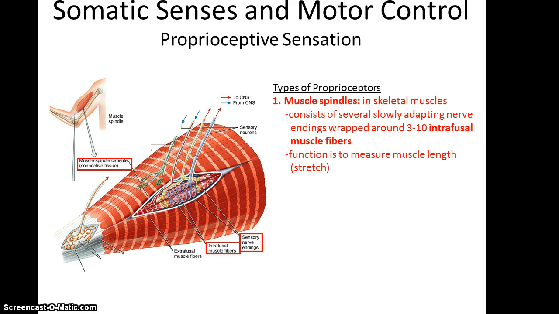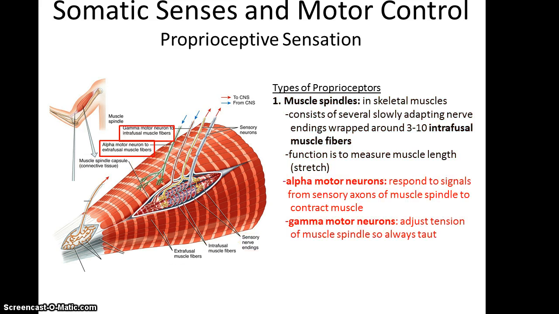So there are two types of proprioceptors. There's the muscle spindles that are found within the skeletal muscles. They consist of several slowly adapting nerve endings wrapped around 3 to 10 intrafusal muscle fibers, specialized muscle fibers just for this sensation. And their function is to measure the muscle length, how much stretch is occurring in the muscle, and when you should be really worried about it.